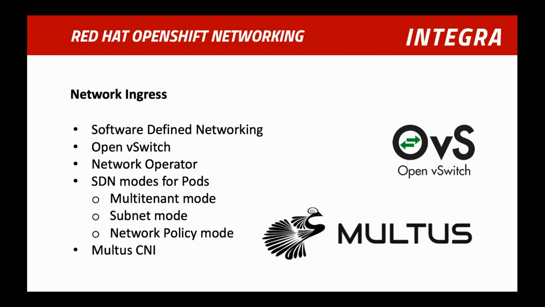OpenShift now supports Multus container network interfaces. The idea behind Multus is that it allows multiple networking interfaces to be attached to a single pod. With this, we can create network function virtualization, such as building routers and switches, and we can even build customized load balancers if we want. Multus is now fully supported with Red Hat OpenShift 4.